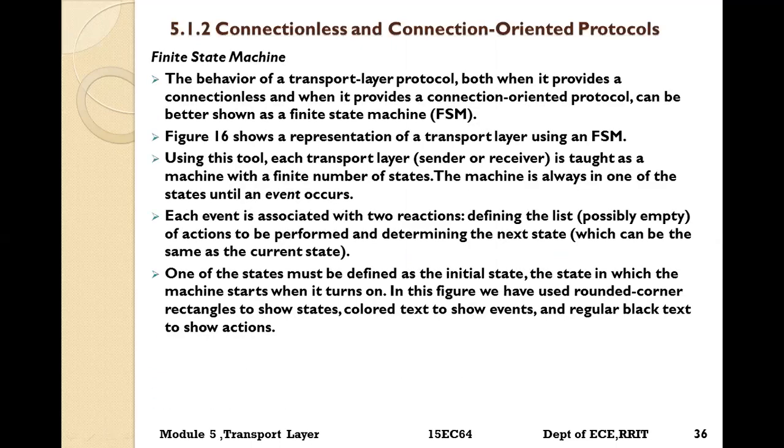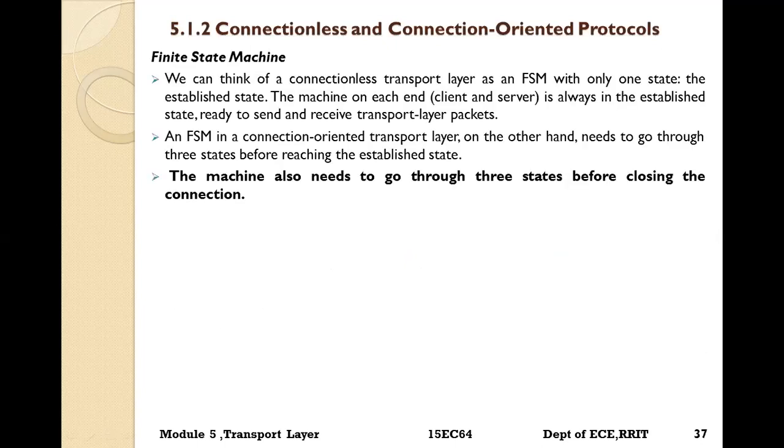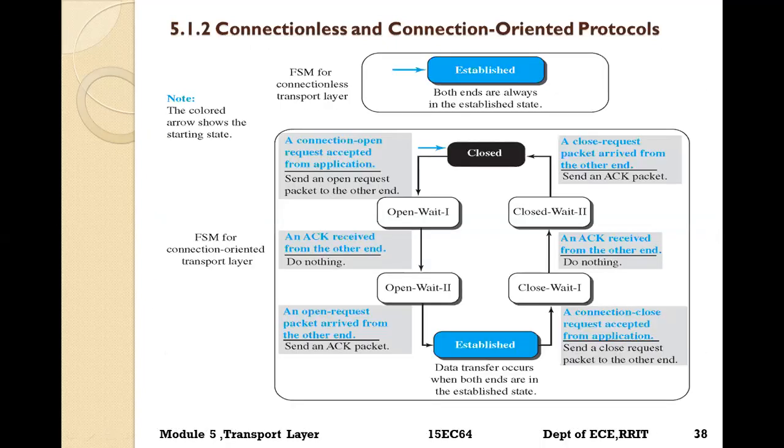So I will go to the diagram. Using this diagram, we can understand. The FSM for a connectionless transport layer means the connection is always established whenever the system is ready. So both ends are in the established state. Whenever a packet is there, it is capable of transmitting and receiving. So that is a connectionless protocol.